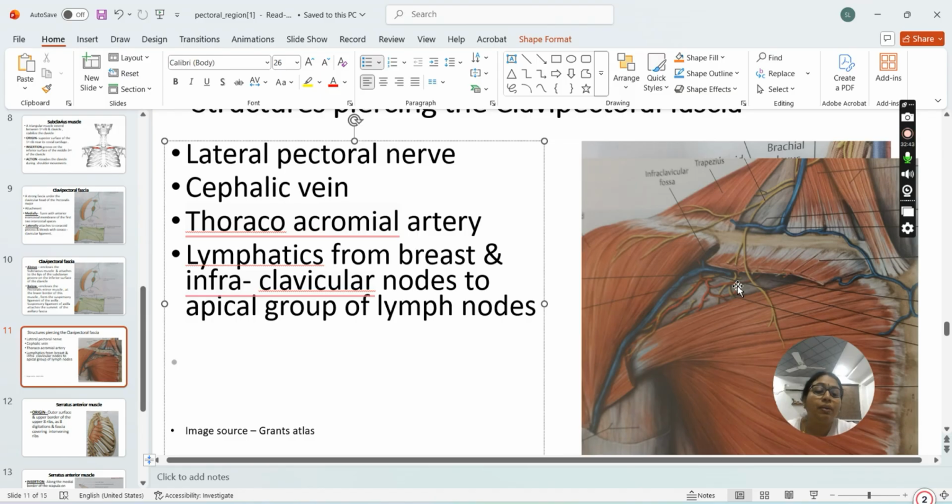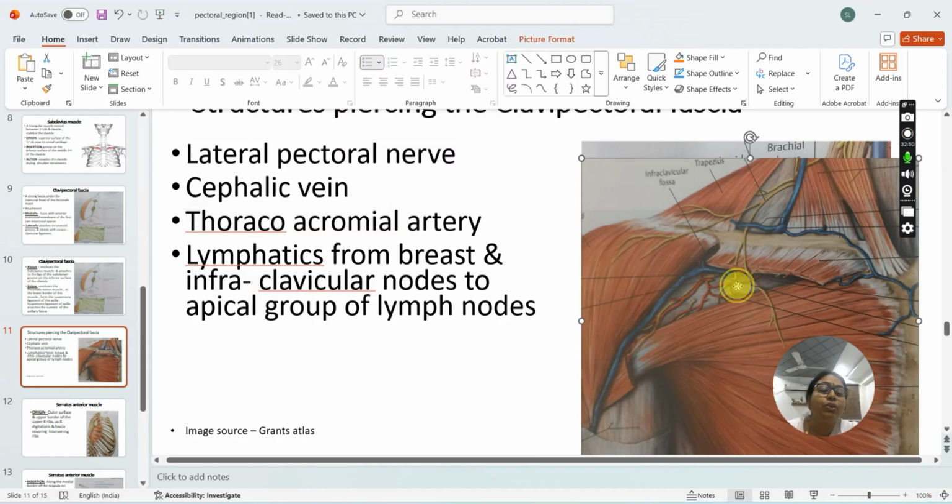So 4 things are piercing. 3 things are visible for you. That is the LACTO. What is this LACTO? Lateral pectoral nerve, cephalic vein and the thoracoacromial artery. Done?